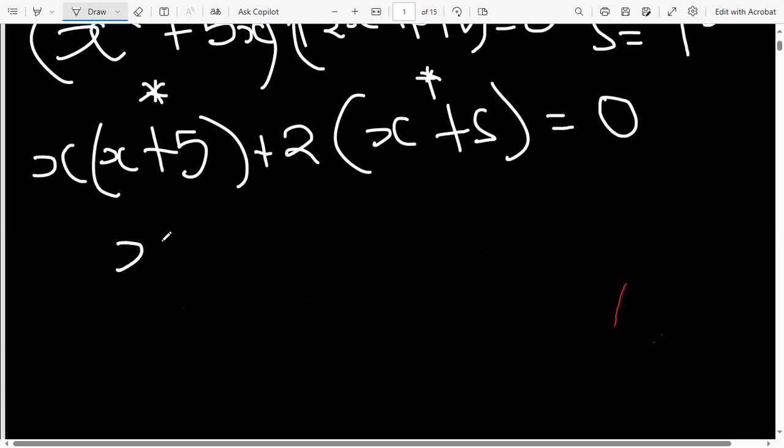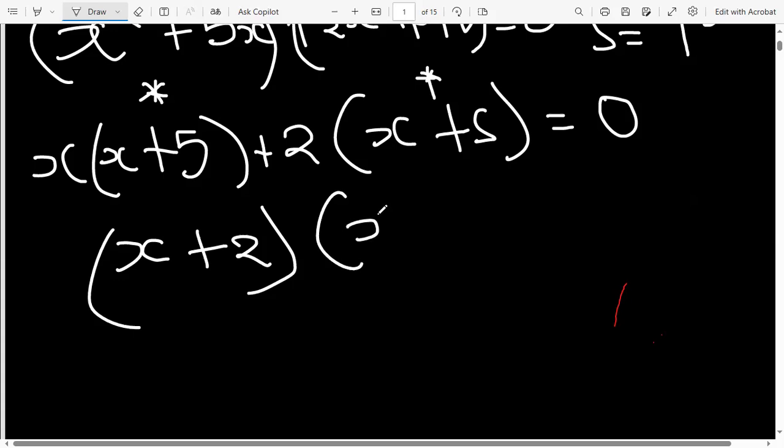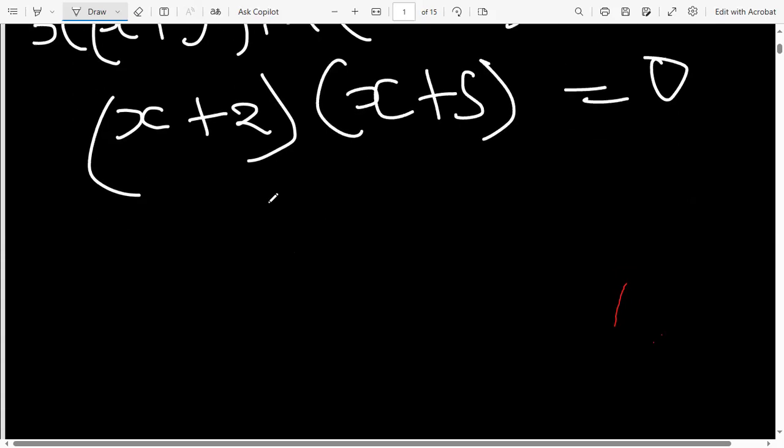So it means now we are going to have x. This x that is outside is going to combine with this plus 2. So we are going to say x plus 2. And then we have the same things there, so we just write it once as x plus 5. Okay, and then this should be equals to 0. And then we solve for x. Okay, so this x plus 2 can be equals to 0, or the x plus 5 can be equals to 0. So we're going to get two answers.